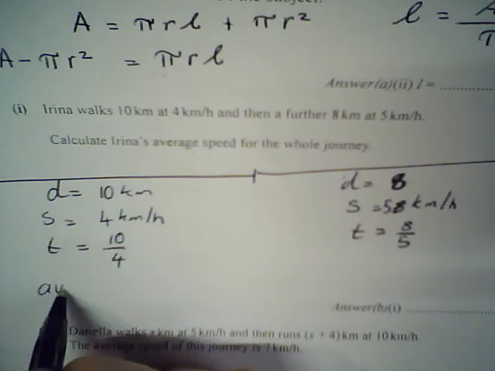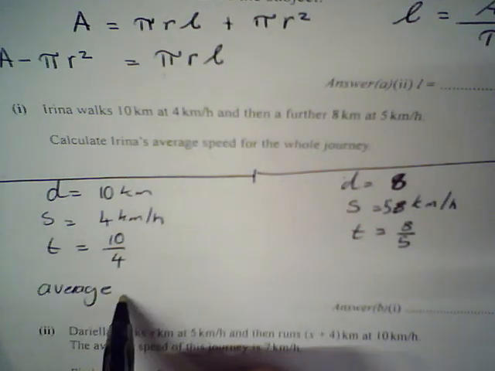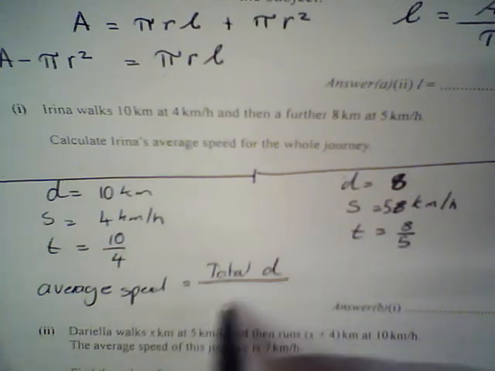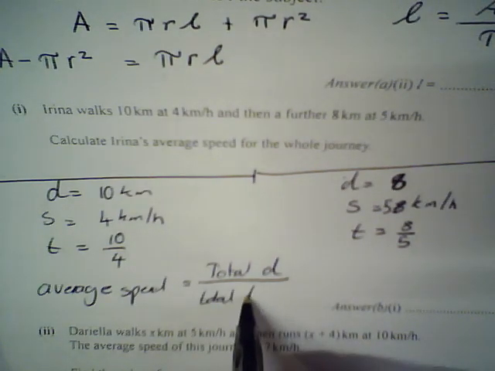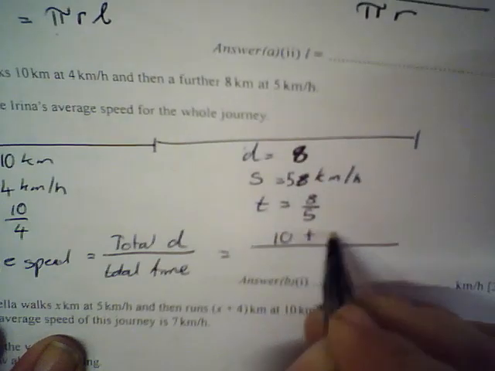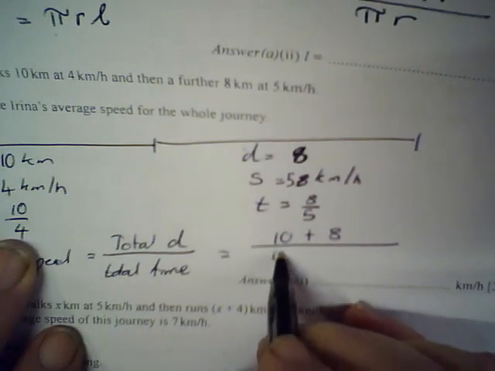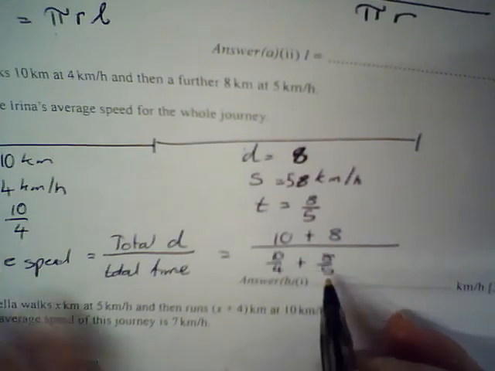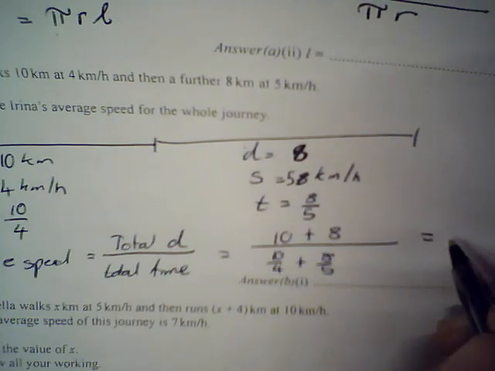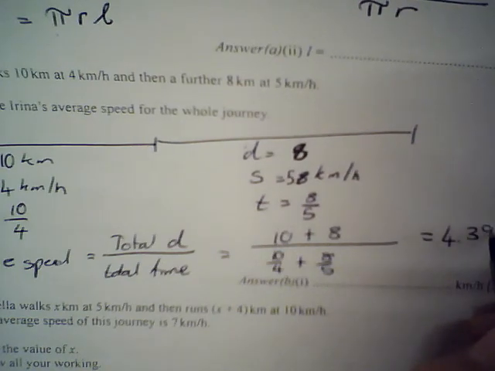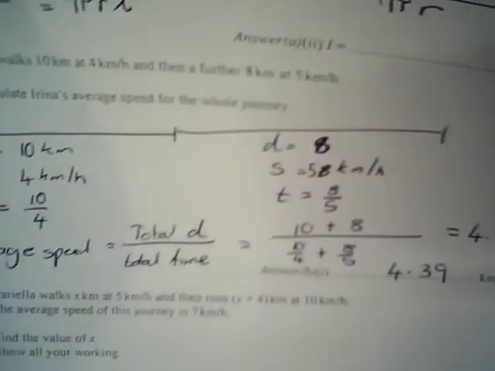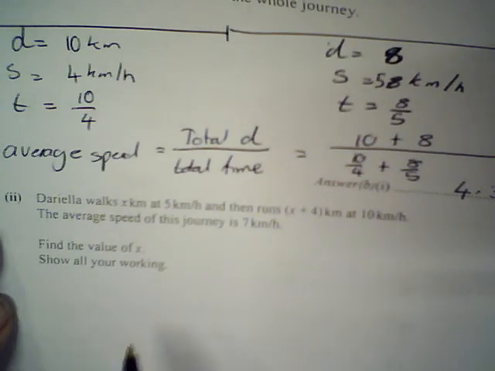Good, so my average speed equals the total distance over my total time. We can fill that in. My total distance is 10 plus 8, and my total time is 10 over 4 plus 8 over 5. I can plug that into my calculator and I get an average speed of 4.39 kilometers per hour. Good.